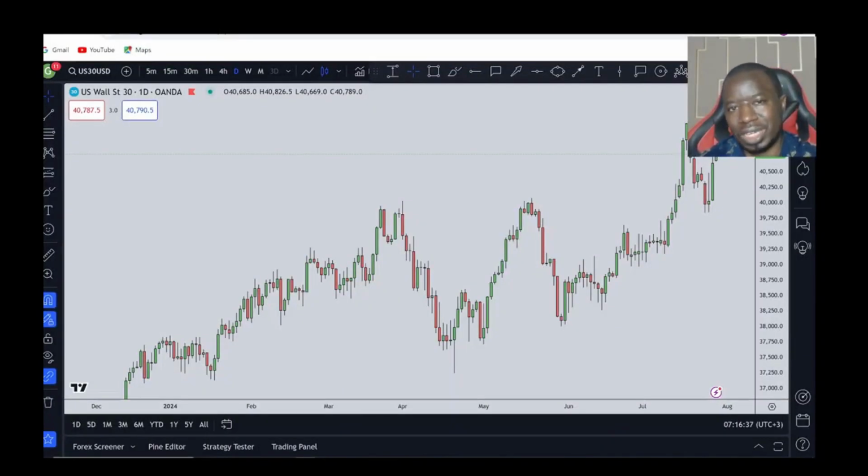I am Godfrey. Today, I want us to take a look at the Dow Jones or the US30, which is an index. We are going to do a top-down analysis to see where price is at right now, where we anticipate it to get to in the next coming few hours or a few days.